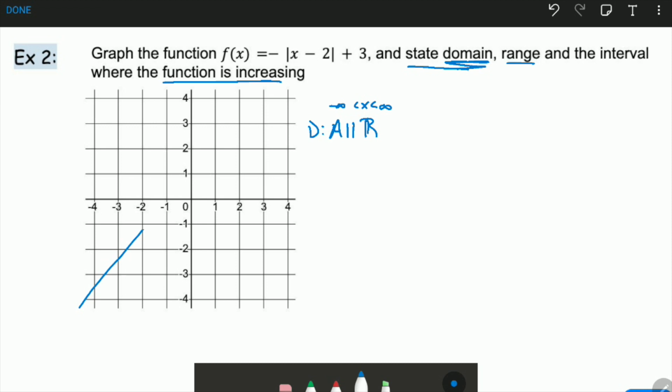which is negative infinity less than x less than positive infinity if you prefer that. The range, you can figure out the range, intervals of increasing, decreasing, by just knowing 2 facts. You need to know where the vertex is, and you need to know whether the graph has been reflected or not. So, if we look at the transformations, we have x minus 2, so that means we're going to do x plus 2, and I have times negative 1 for the y values, and plus 3 afterwards.